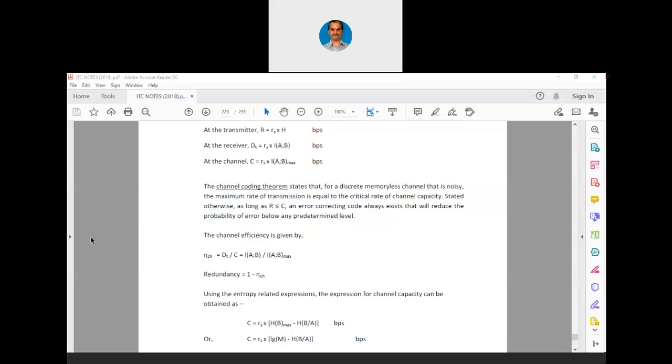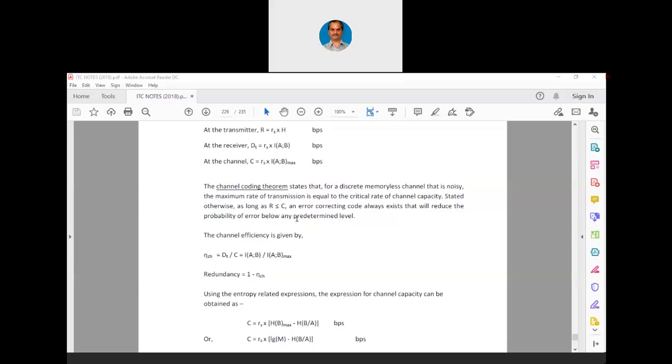Now you can visualize the same situation here also for the channel coding theorem. As long as the channel capacity is not exceeded by the incoming data rate, it is possible to correct the error. Otherwise, it may become impossible to correct the error if R exceeds C.